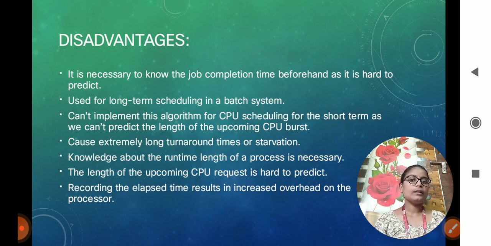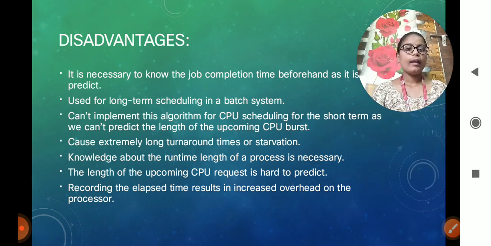Knowledge about the runtime length of a process is necessary. The length of the upcoming CPU request is hard to predict. Recording the elapsed time results in increased overhead on the processor. This means long turnaround time or starvation for a process.